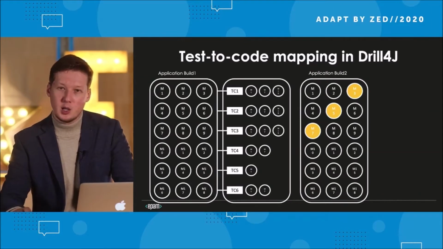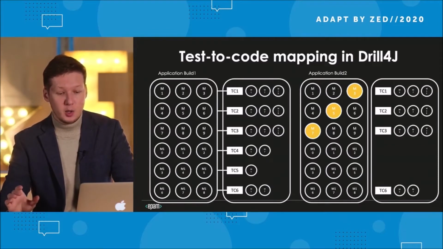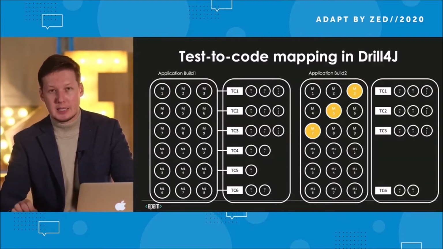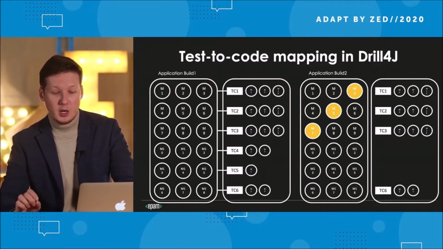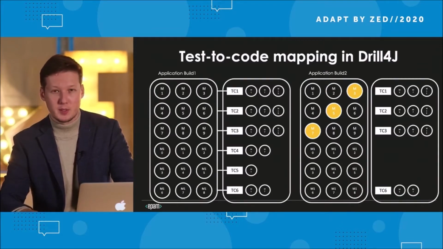In comparing this change with the test-to-code mapping, which is already available within Drill4j, you know which particular test cases should be executed in order to verify this change. And this is test impact analysis in simple terms.